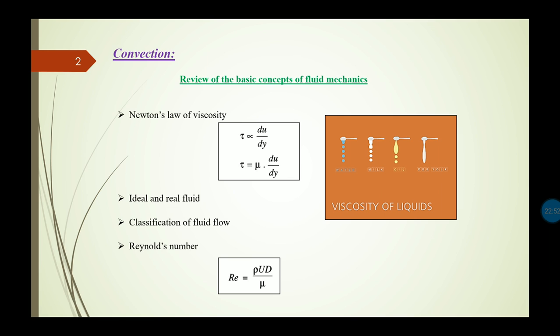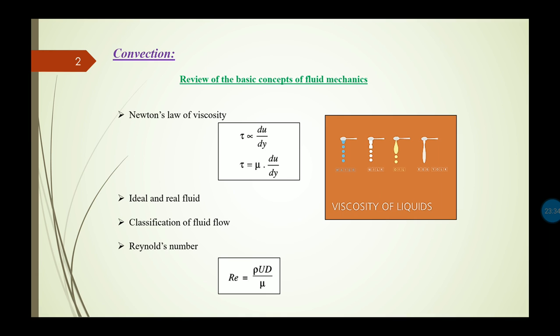Now, the fluid which obeys Newton's law of viscosity is known as a Newtonian fluid, and the fluids which do not obey it, where shear stress is proportional to rate of shear strain, are known as non-Newtonian fluids. The viscosity of a liquid decreases with temperature, but the viscosity of a gas increases with temperature. Now this mu is the dynamic viscosity, and mu by rho, the dynamic viscosity by density, is known as kinematic viscosity.